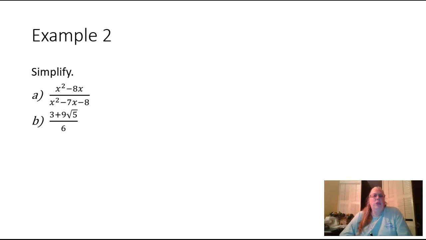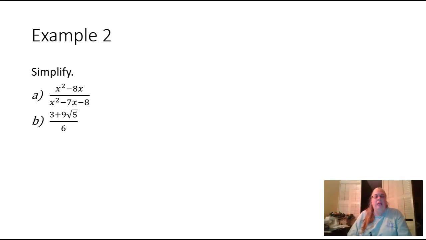This is example 2 from lesson R.4. In this example, we're supposed to simplify. Essentially, what you're doing is you're taking a fraction and you're just trying to reduce it to lowest terms by canceling out the like factors in the numerator and in the denominator. And the way we're going to do that is we have to factor the numerator and the denominator to see if they have any factors that can be canceled.